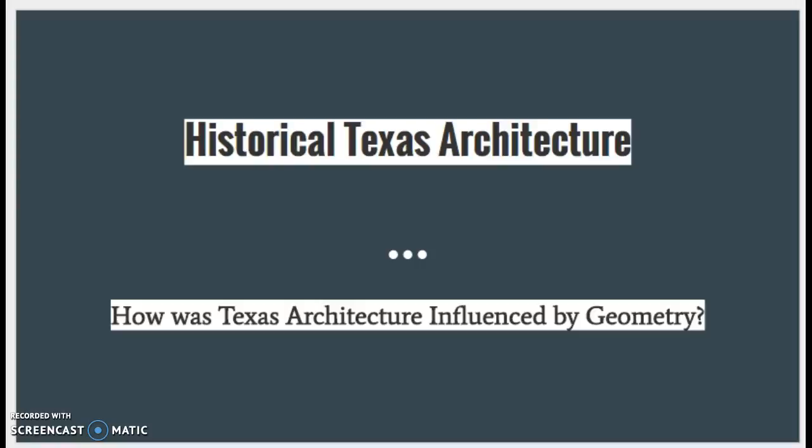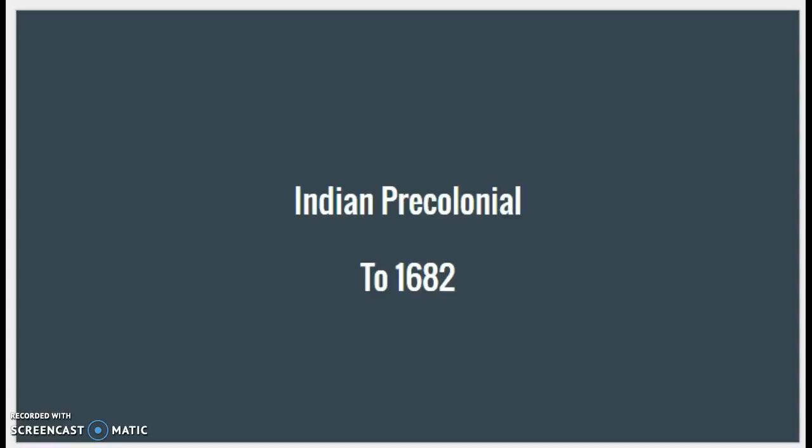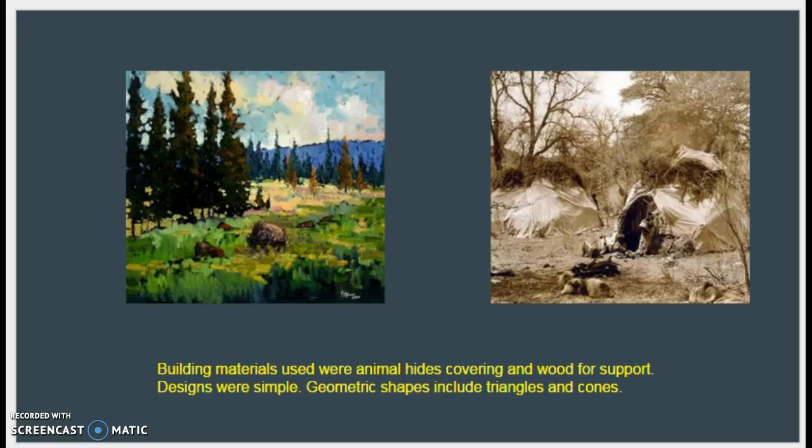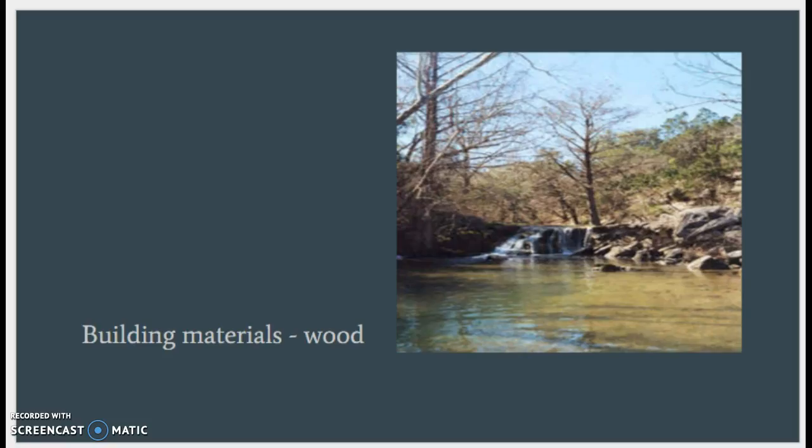How was Texas architecture influenced by geometry? We'll be looking at 6 periods of historical Texas architecture, beginning with the Indian pre-colonial period. Early Indian tribes were nomadic. They moved in search of food and optimal weather. Their shelters were temporary, made from hides and wood.